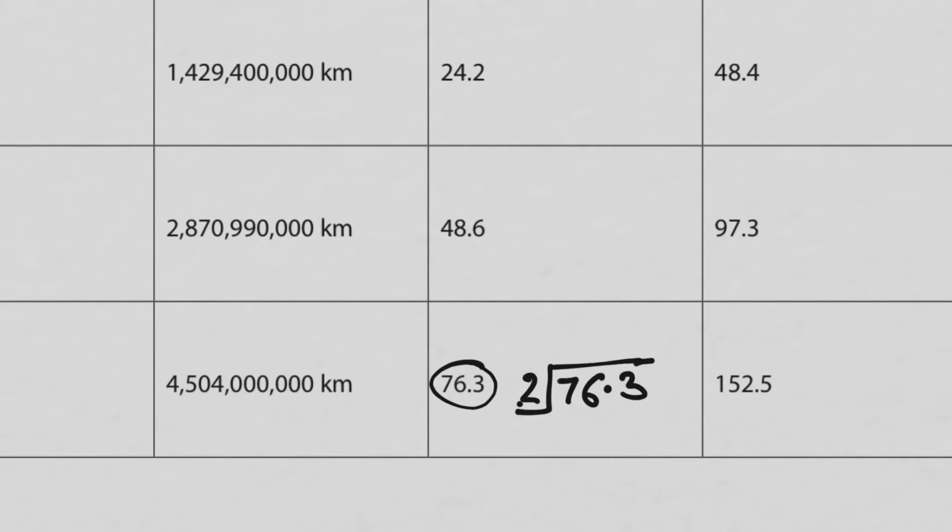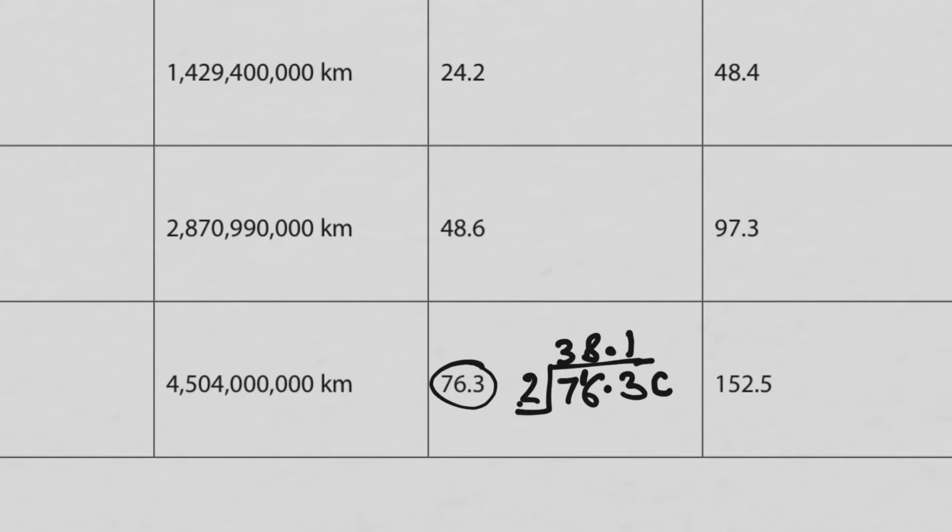76.3 divided by 2. How many 2's are in 7? There are 3 2's in 7. 2 times 3 is 6. That leaves 1 left over. We put that there. That's 16. How many 2's in 16? There are 8. There's my 38. Decimal point needs to be in the answer as well, above where it is in the question. How many 2's are in 3? There is 1 2 in 3.